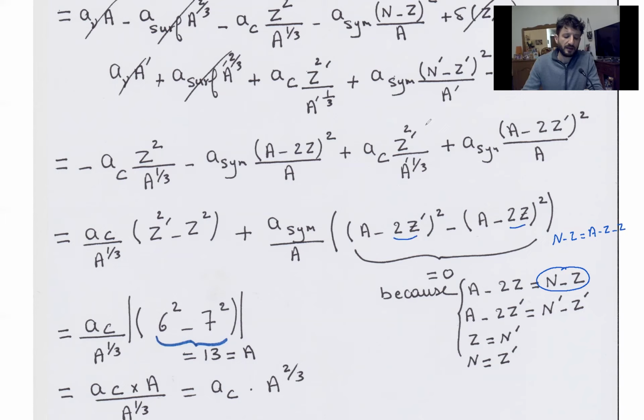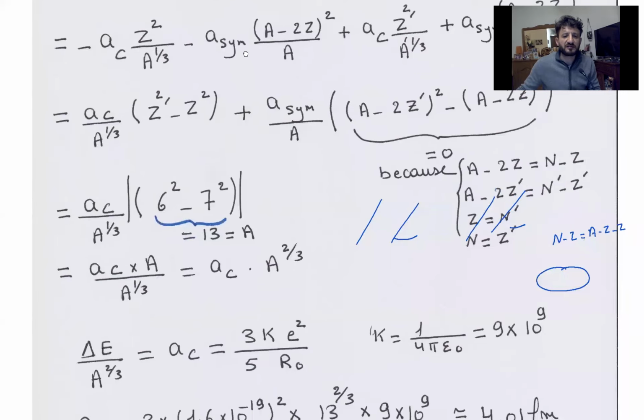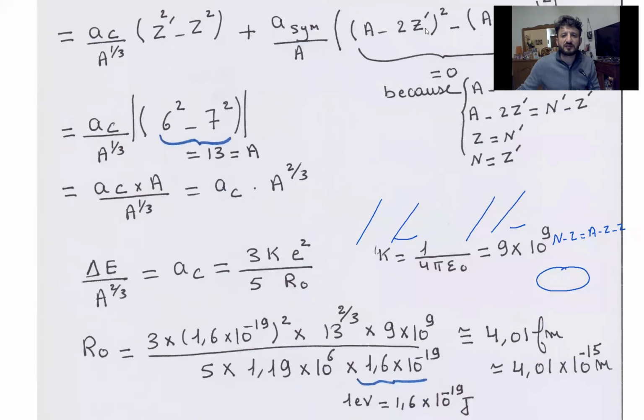And we have Z equals N2 and N equals Z2. If you substitute the values here, you can cancel each other. Anyway, finally, we simplify the calculation.